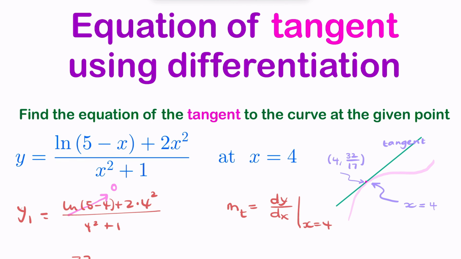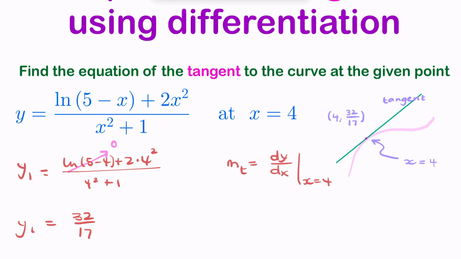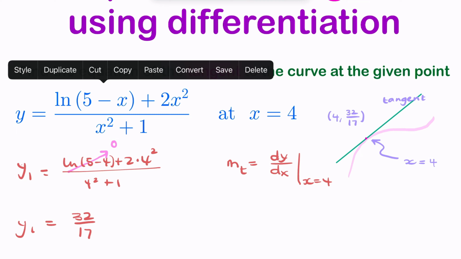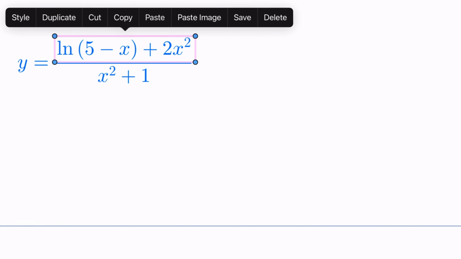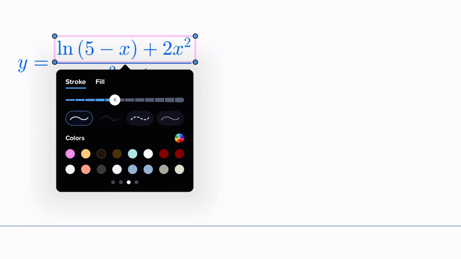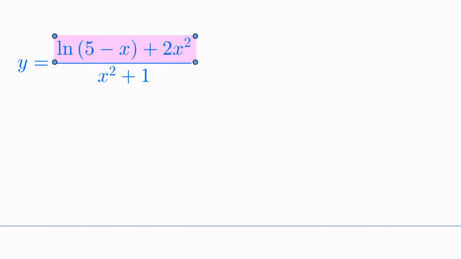Now we need to find the gradient, dy by dx. Right, so to find dy by dx, if you look at this, it looks like a quotient. So as part of the quotient rule, we would definitely need to differentiate this numerator. So let's try to differentiate this numerator.